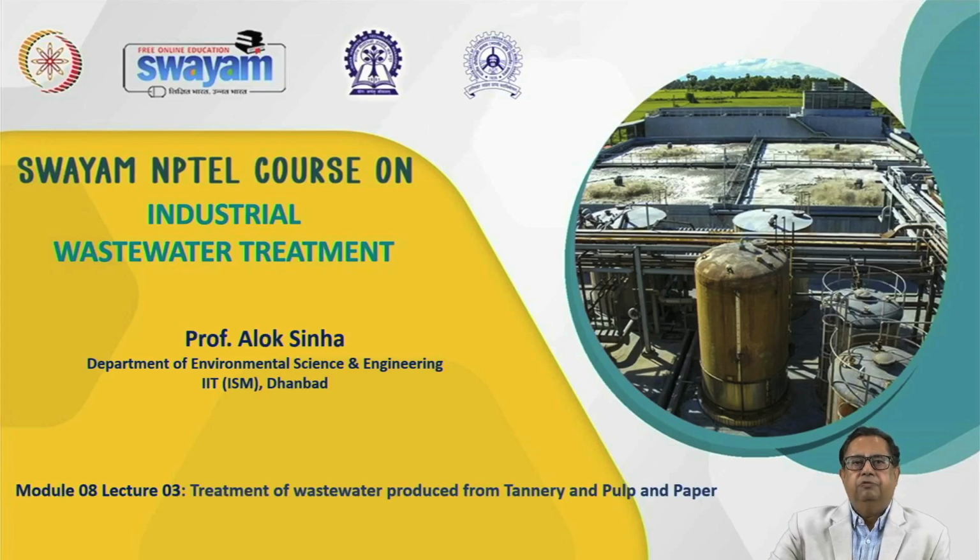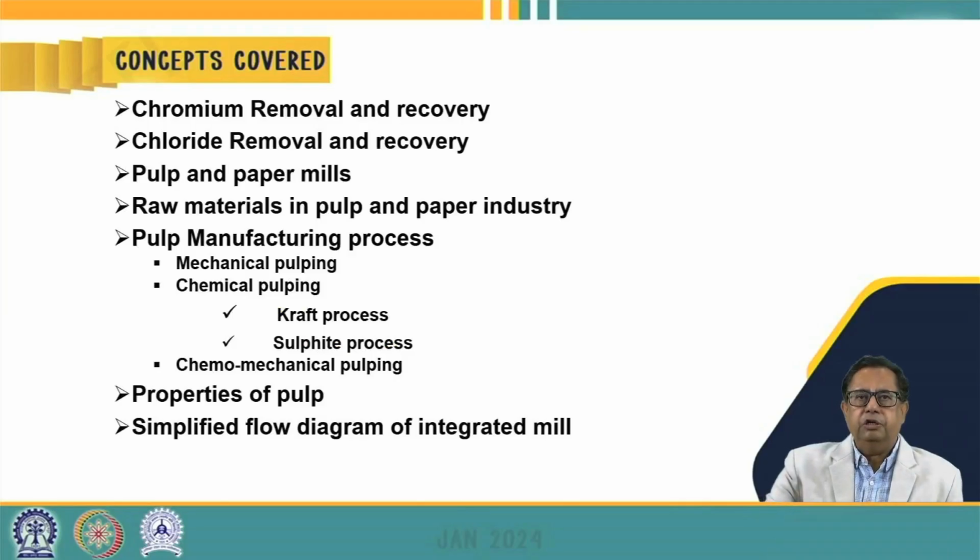Welcome back. We are in Module 8, Lecture 3, and we are talking about the treatment of the wastewater produced from tannery and pulp and paper industries. So, we will cover in this lecture the chromium removal and recovery process, which basically comes out from the tannery wastewater. Similarly, we will talk about the chromium chloride removal and the recovery processes that we need to follow so that we can treat the tannery wastewater fully and we can get rid of the chloride levels.